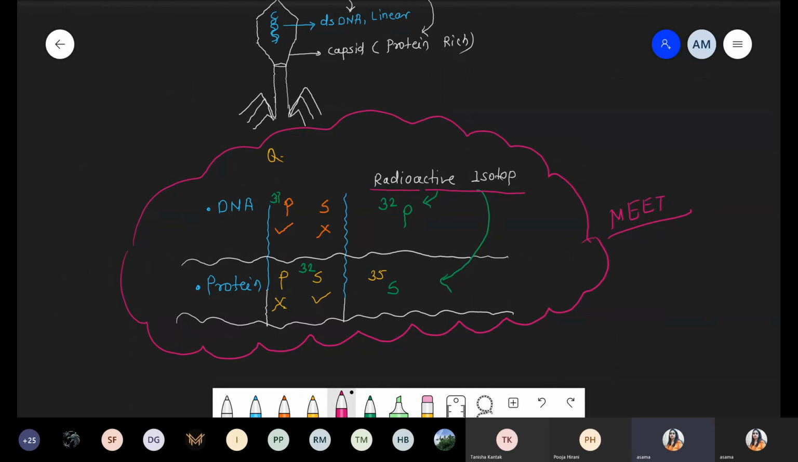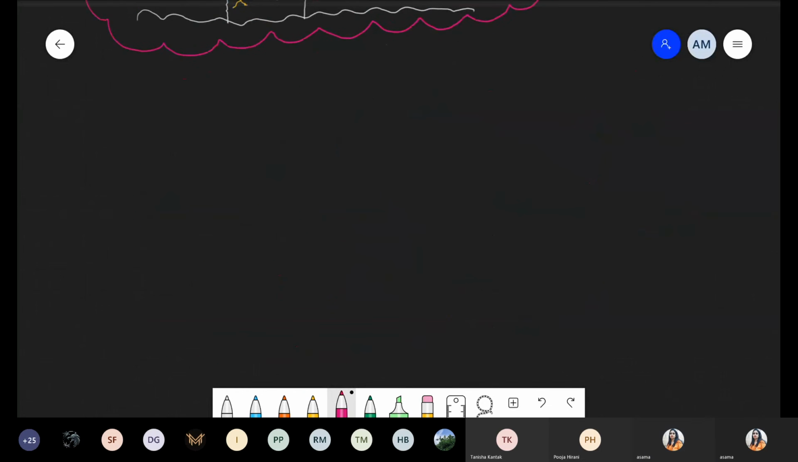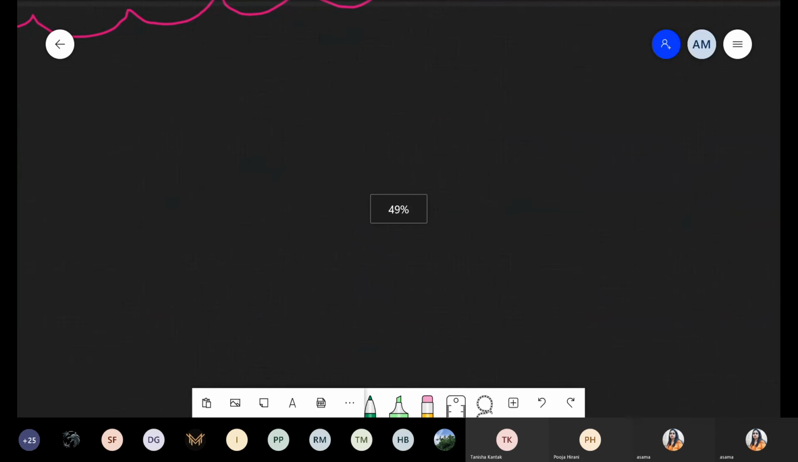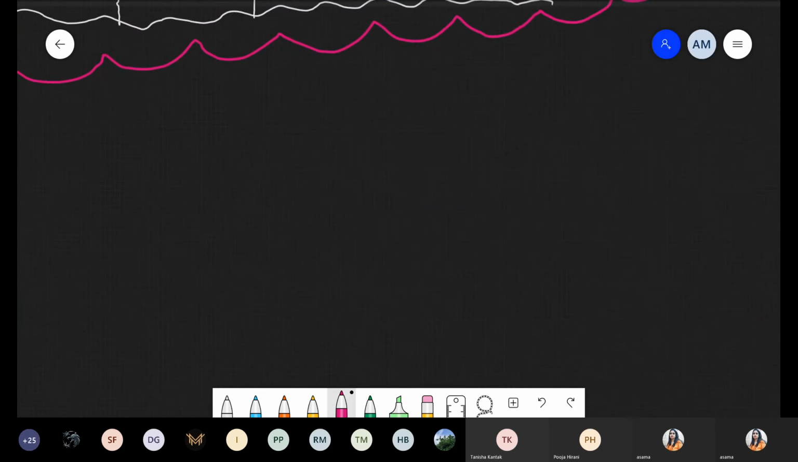This part is over. Should I continue? Okay, let's go. Now we directly jump to the experiment. It is a very simple experiment, it finishes in just 2 steps. So directly we start with the experiment.